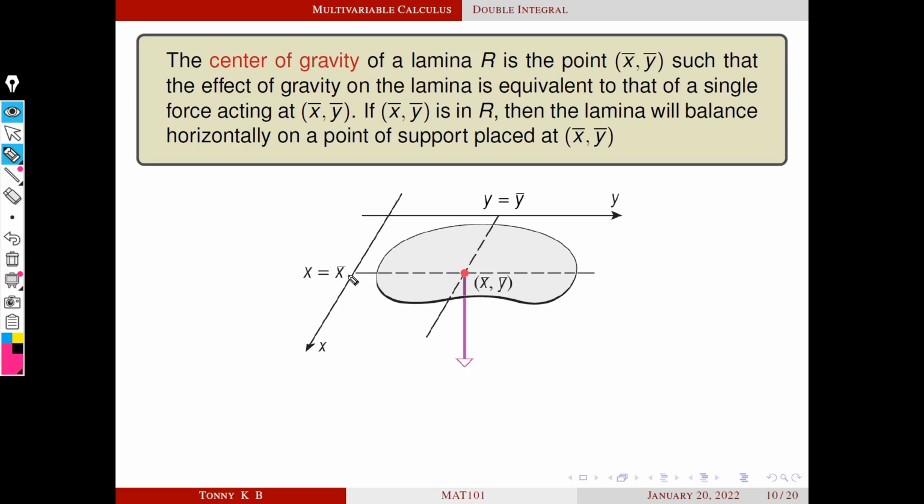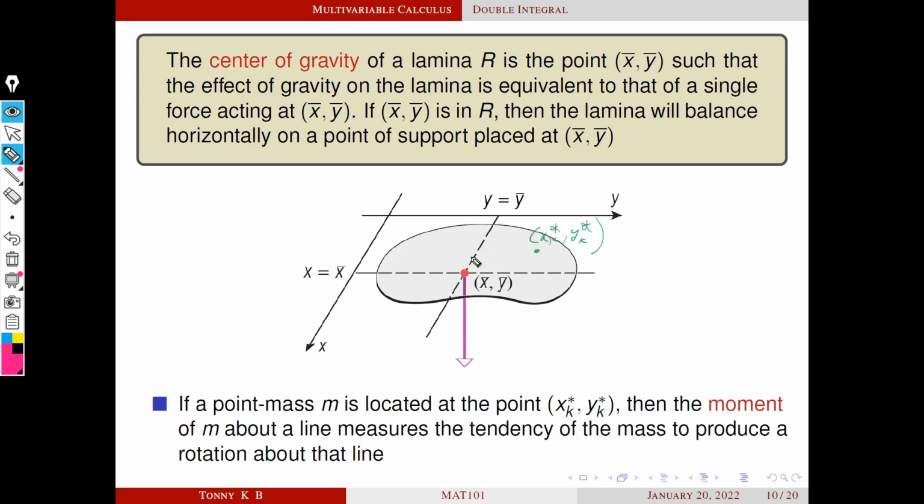Next, imagine that a knife edge runs along x equal to x bar. It is clear that this line contains the point (x bar, y bar). So there is no rotational motion about x equal to x bar. Okay, that means net moment about x equal to x bar is 0. So we have two equations like that. By solving these two equations, you can easily find x bar, y bar. That's the idea of the proof.